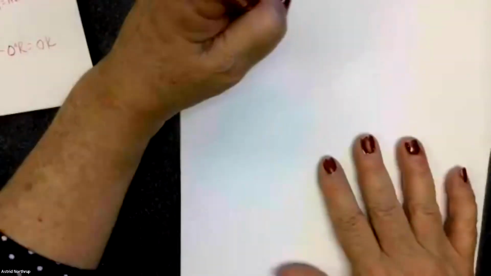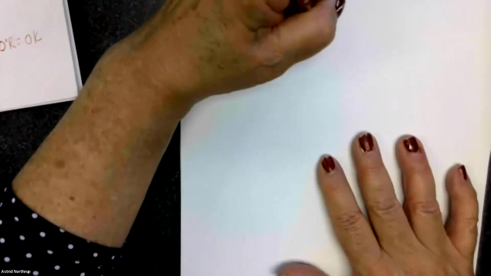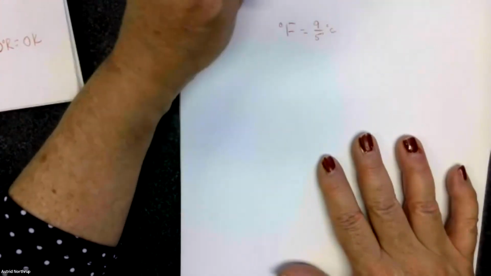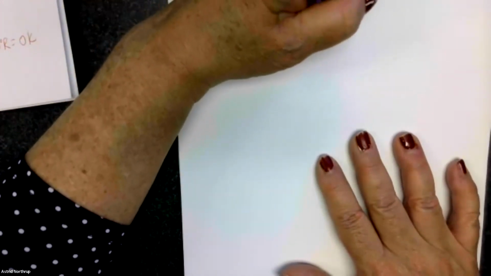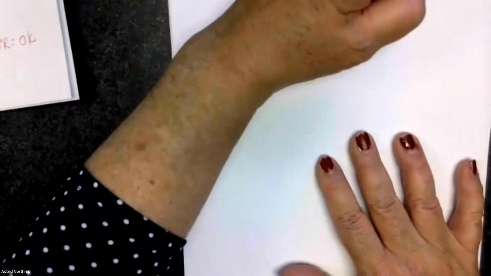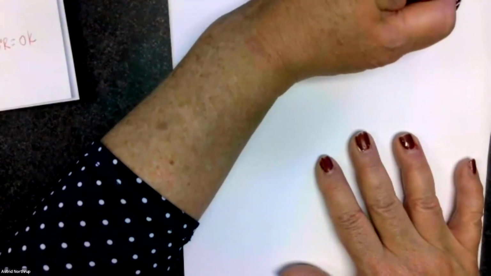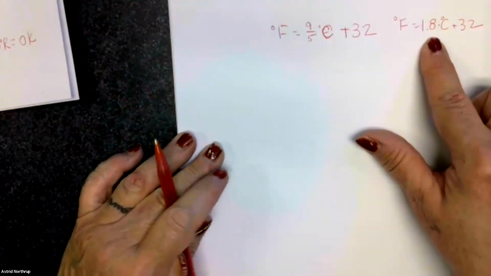Okay, so I'm going to write my first 2 conversion formulas here. Degrees Fahrenheit is equal to 9/5 degrees centigrade plus 32, or 9/5 is 1.8. So we could write that as degrees Fahrenheit is equal to 1.8 times degrees Celsius plus 32. There's our first conversion factor.